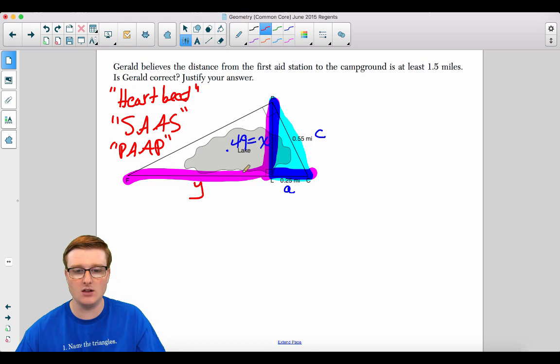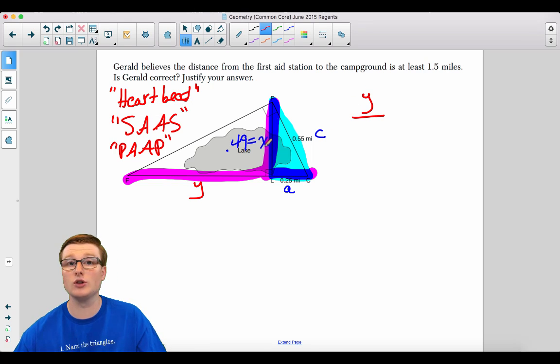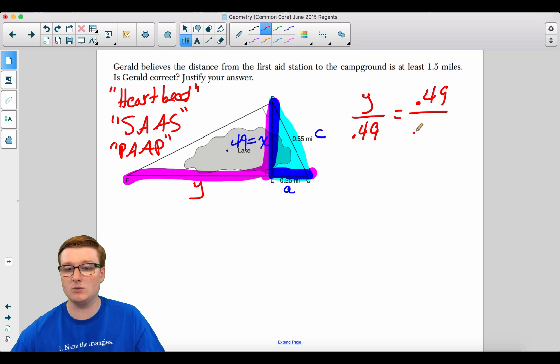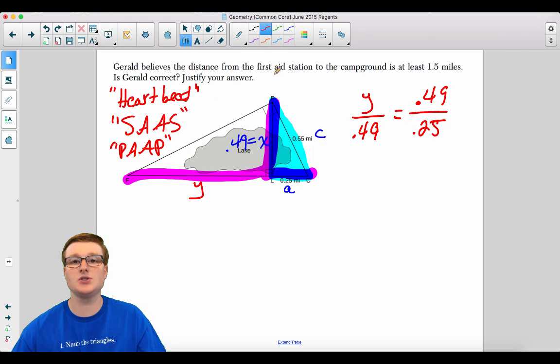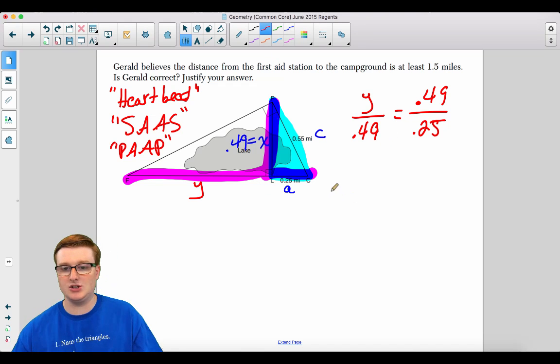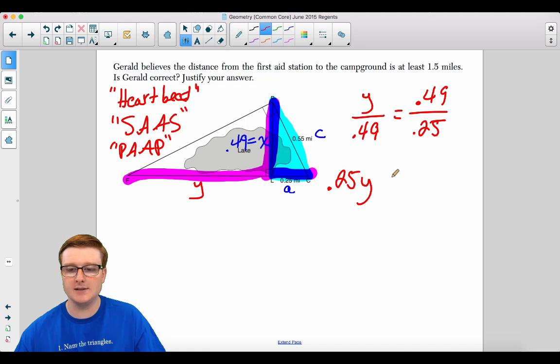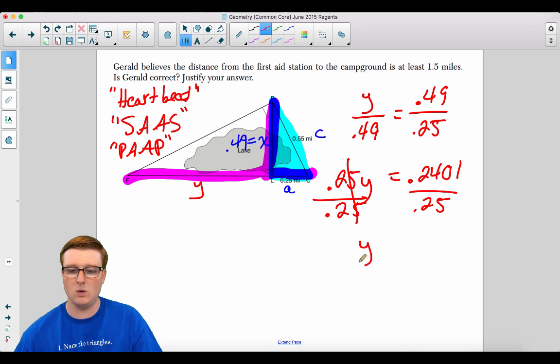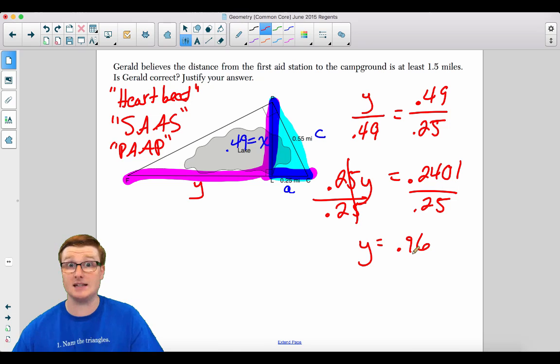So I call this your flat line, which is your y, over the pulse, which is 0.49, is equal to the pulse again, which is 0.49, over the flat line, which is 0.25. So you go flat line over pulse, you go up, and then you come down again, and you go to the right. Now we just cross multiply. So we get 0.25y is equal to 0.2401, and now we're going to divide by 0.25 on both sides, and we get y is equal to 0.96.